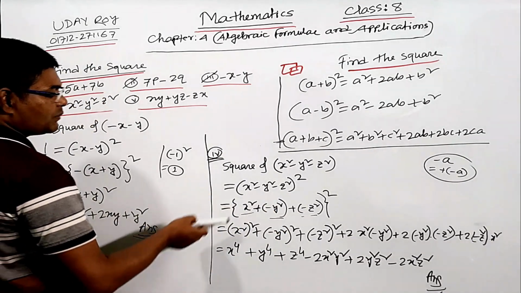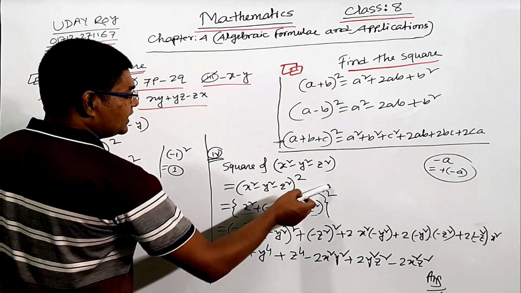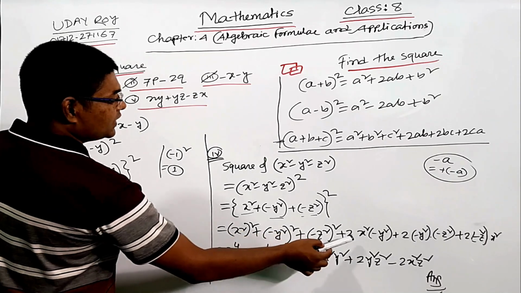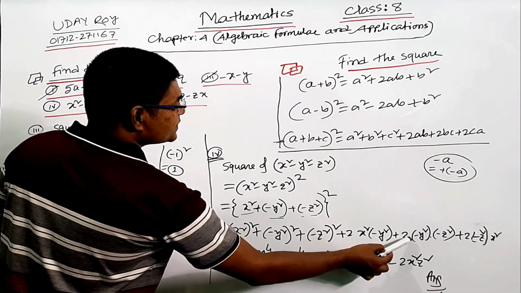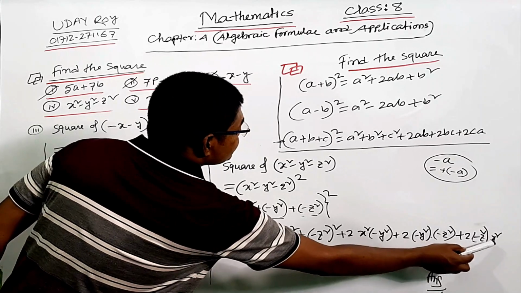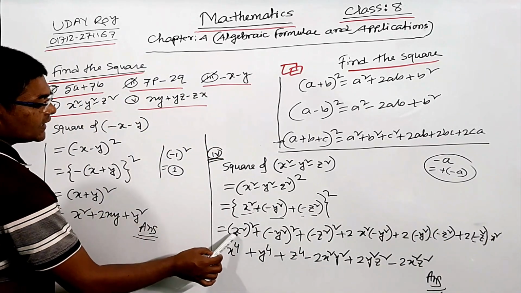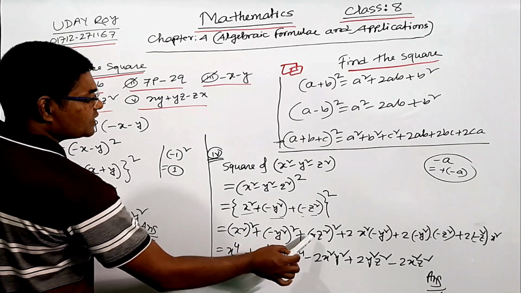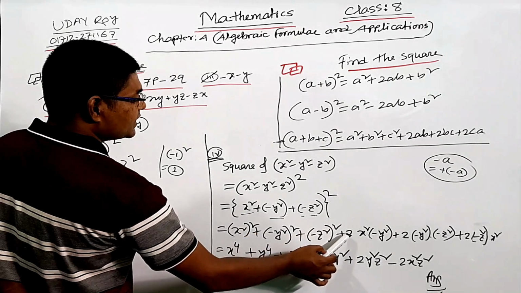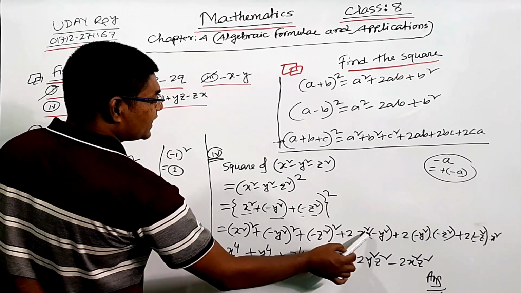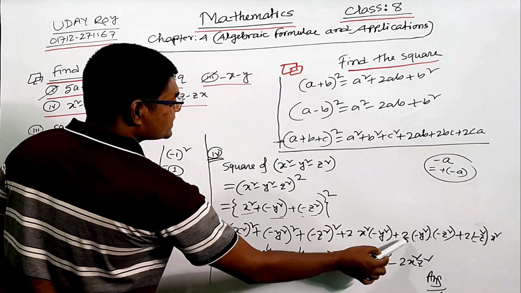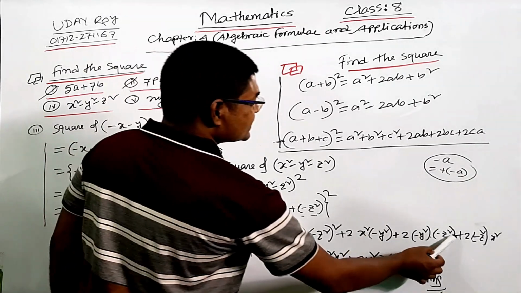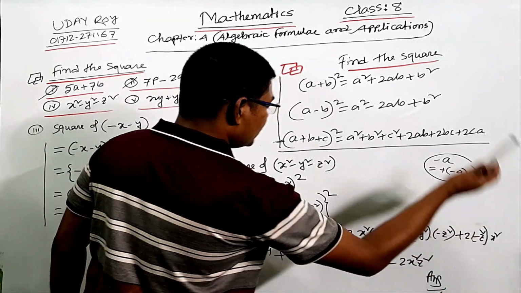So we have got the position of a plus b plus c whole square. Easily we can do this: a square plus b square plus c square, 2ab plus 2bc plus 2ca. So here is x square whole square plus minus y square whole square plus minus z square whole square plus 2 into x square into minus y square plus 2 into minus y square into minus z square plus 2 into minus z square into x square.